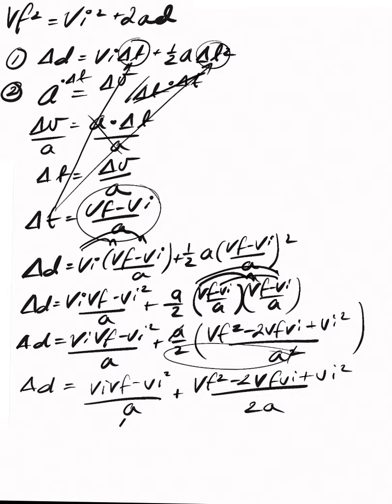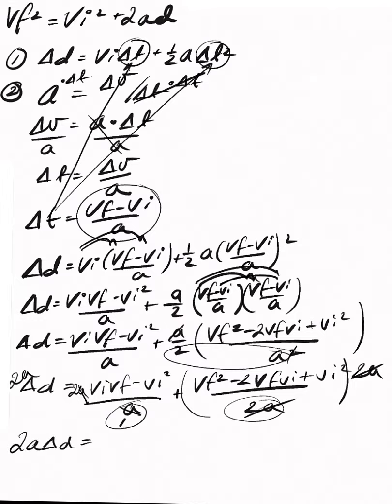To remove the denominator 2A here and A here, we're going to multiply everything by 2A. So this by 2A makes 1, and this by 2A makes 2, and we'll have to multiply that by 2A too. So now we have 2A delta d equals 2 Vi Vf minus 2 Vi squared plus Vf squared minus 2 Vf Vi plus Vi squared.